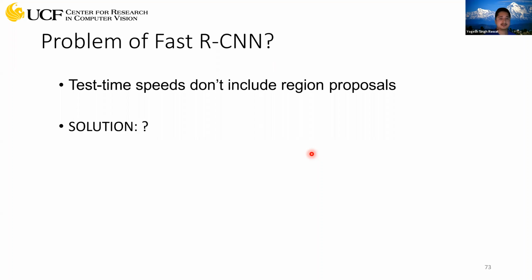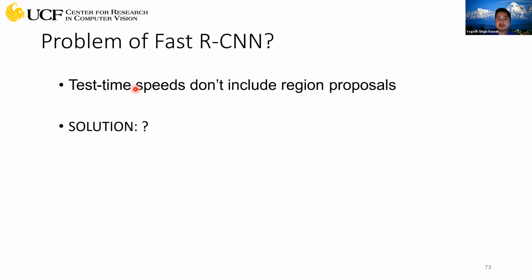But what about test time? During test time, you want it faster. You don't want to spend time just doing that proposal computation. So the testing time which was reported doesn't include these region proposals. It was assumed that we already know these proposals and we counted the testing after that. But in fact, this region proposal is computationally expensive.